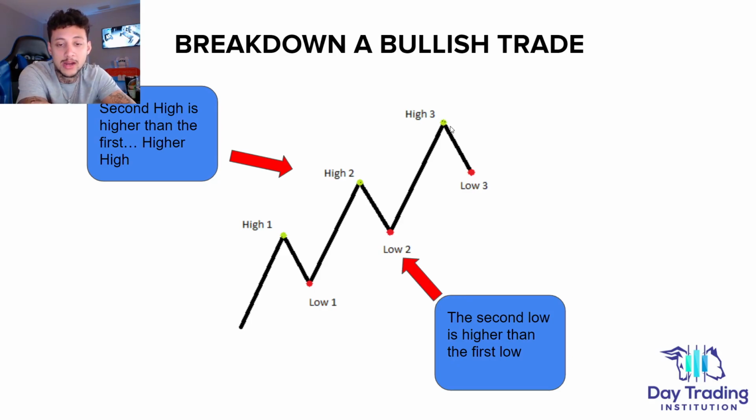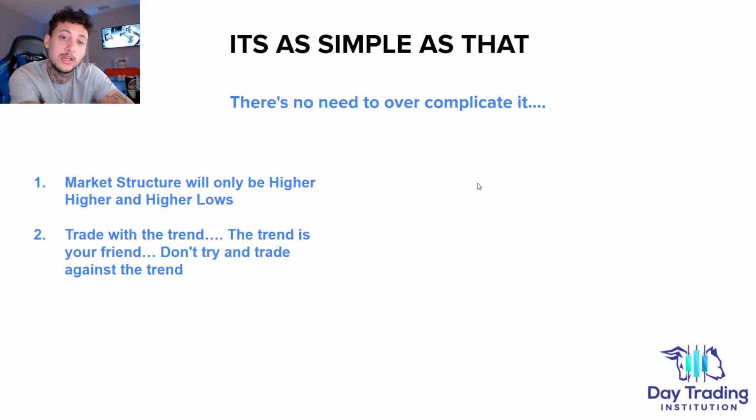We don't want to buy at a higher high. We want to buy at a higher low. Now, it's literally as simple as that. There's really no need to overcomplicate it. But, just some notes that you could take from that simple section would be that market structure will only be higher highs and higher lows in a bullish condition.